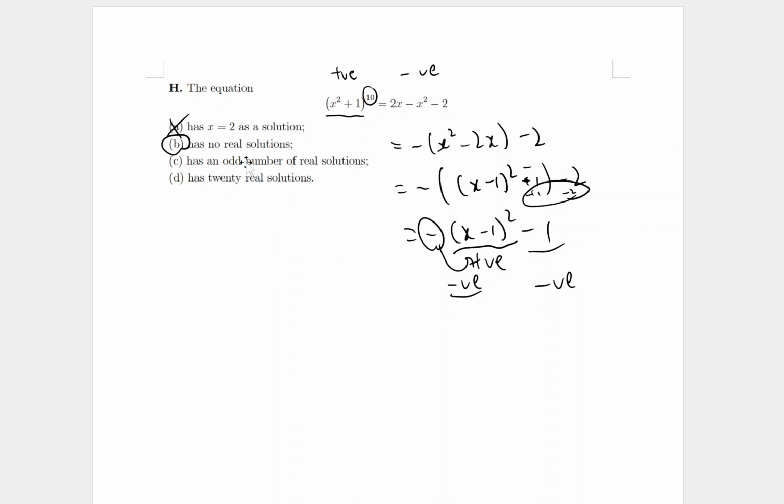For C, I'm not sure where the C is coming from, but option D says it has 20 real solutions, and that's only because when you expand (x squared + 1) to the 10, the largest term is x to the 20, and some people may think that if it's x to the 20, then let's guess it's 20 real solutions. So it's quite hard to spot. It's a good technique as well in solving equations and proving that there are no solutions: one side positive, one side negative. All right, that's it.